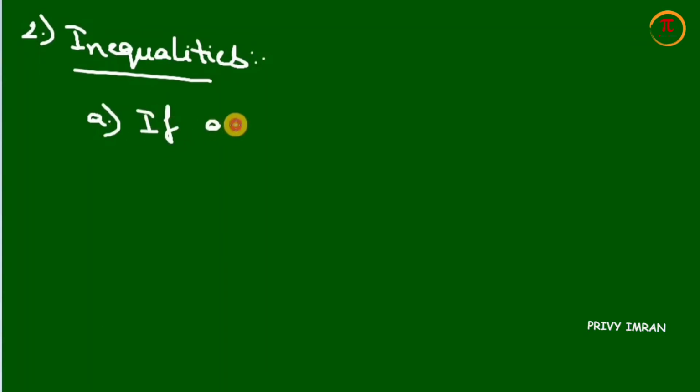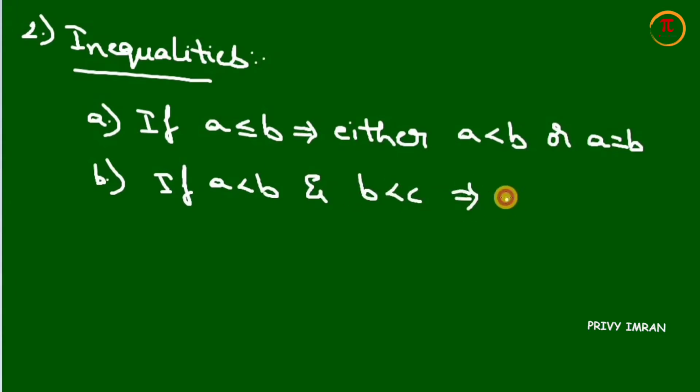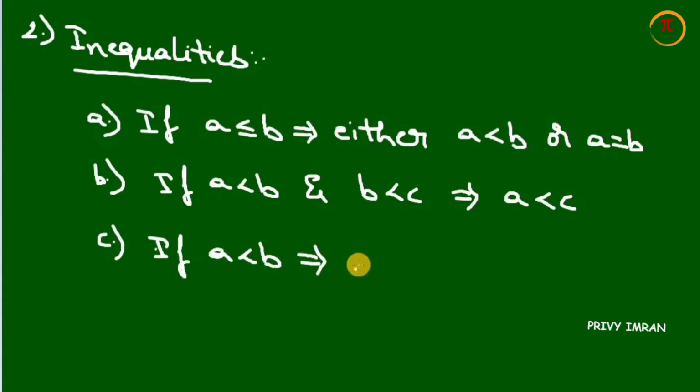Now, let us discuss point number 2, inequalities. Point A. If a less than or equal to b, then either a less than b or a equal to b. Point B. If a less than b and b less than c, then a less than c. Point C. If a less than b, then minus a greater than minus b.